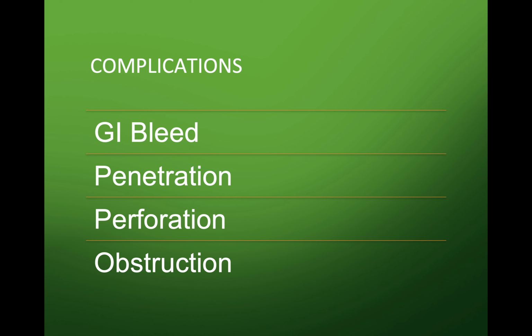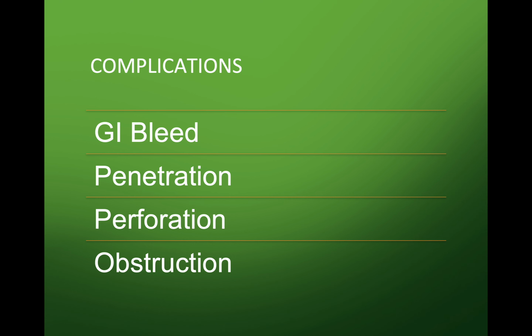Now, penetration refers to when the ulcer starts to impact other surrounding organs, and the ulcer starts to eat into some of those surrounding organs. I'm thinking of the pancreas or something like that. So we can see evidence of ulceration there.